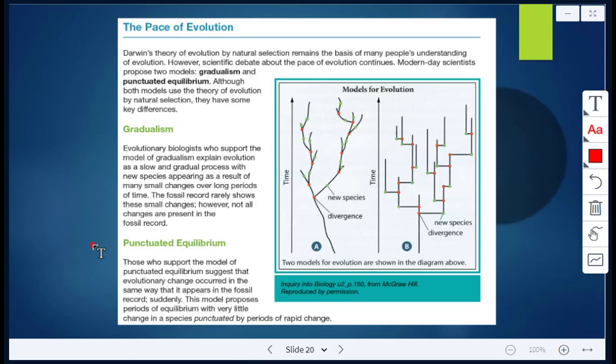And then punctuated equilibrium is that evolutionary change occurred in the same way that it appears in the fossil record, which is suddenly. This model proposes periods of equilibrium with very little change in a species, punctuated by periods of rapid change. All right, so gradualism, and then here is punctuated equilibrium.